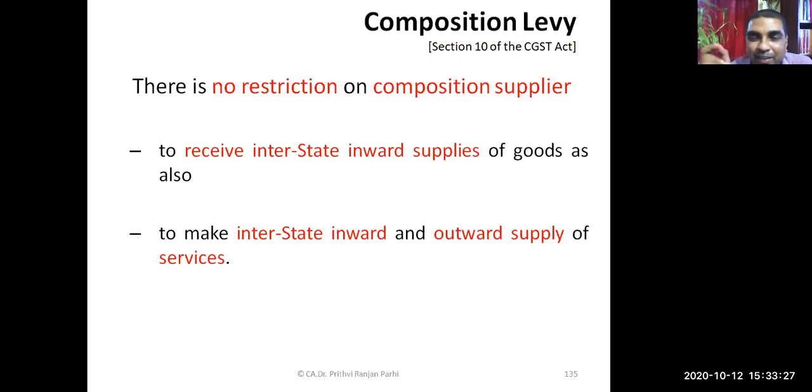Yes, sir. So far as receiving is concerned, no issue. One can receive inward supply, be it goods or services, in both cases. But so far as outward supply is concerned, a composition dealer cannot make interstate outward supplies of goods, but a composition dealer can make interstate outward supply of services. Okay, is it clear?